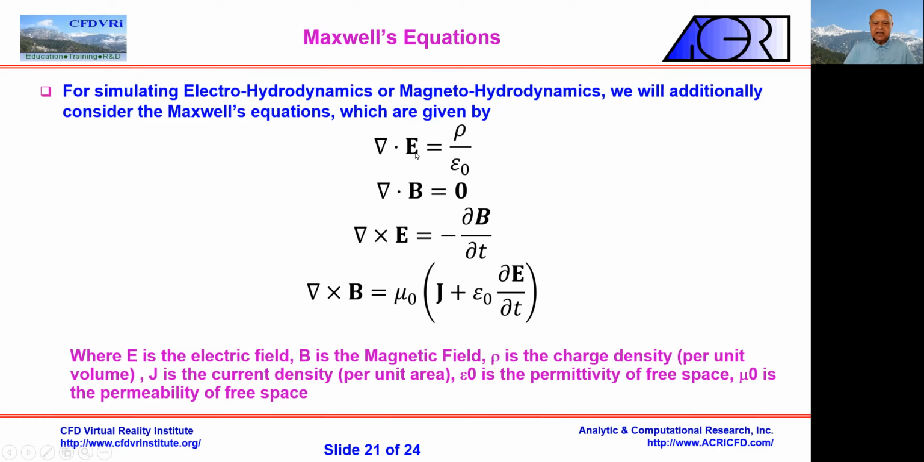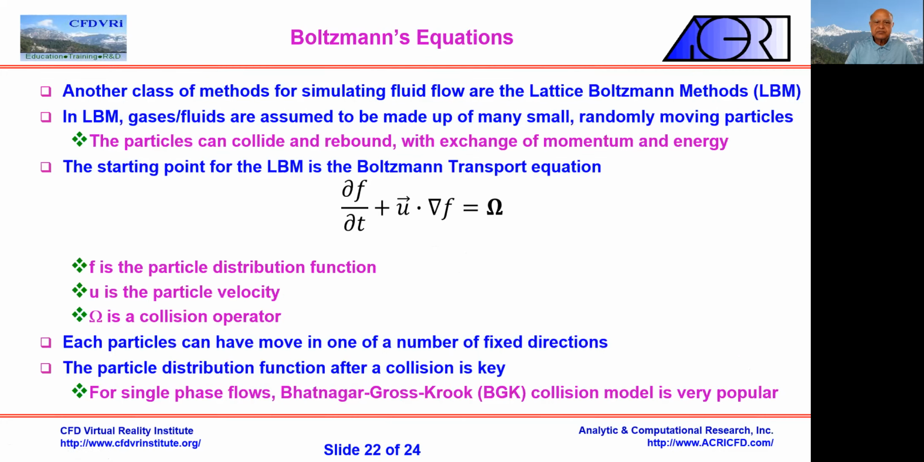Here E is the electrical field, B is the corresponding magnetic field, rho in this case is not the fluid density, it's the charge density, okay? And then J is the current density that occurs here, epsilon 0 is the permittivity of free space, and mu 0 is the permeability of free space. So if you want more details, you can get them from any standard textbook.